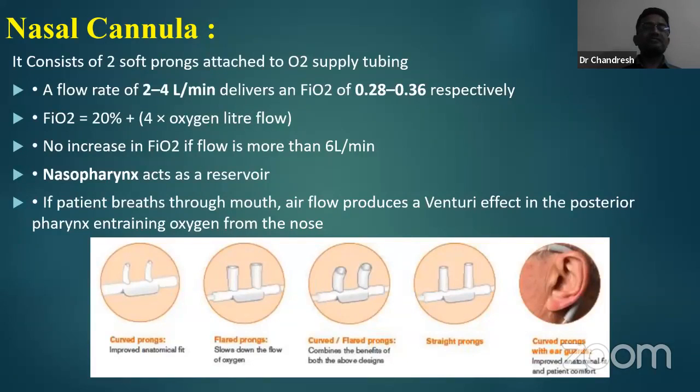Here the nasopharynx cavity will act as a reservoir, and if the patient breathes through the mouth, this airflow produces a Venturi effect. About this I will talk a little later. For delivering oxygen from the nose into the posterior pharynx, different devices have been invented, particularly to give comfort to the patient: curved prongs, flared prongs, curved and flared both, and straight prongs. Many patients will be using them along with an ear guard. Next.